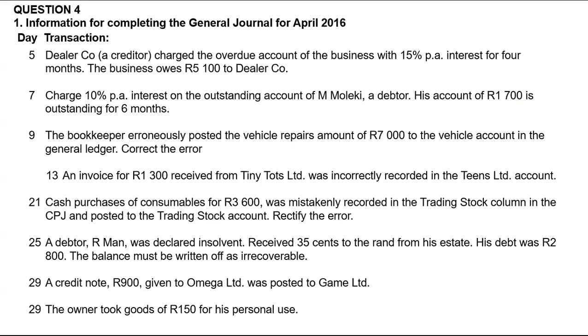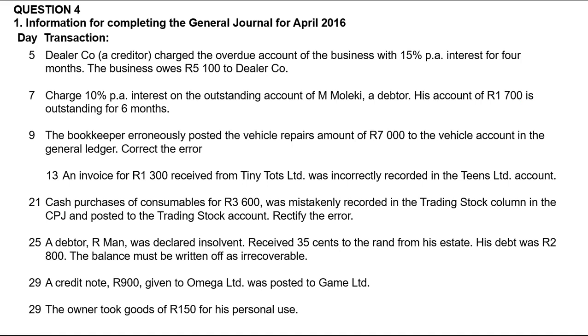Let's move on. It says on the 9th, the bookkeeper erroneously posted vehicle repairs amount of 7,000 to the vehicles account in the general ledger. They were supposed to debit the repairs there and then credit vehicles. Because they debited vehicles and they credited bank or creditors control, the credit is fine. The problem is the debit. I've done this in the previous two videos.